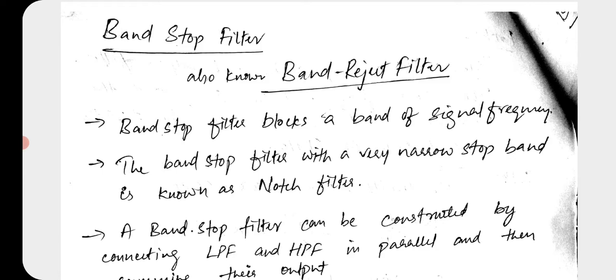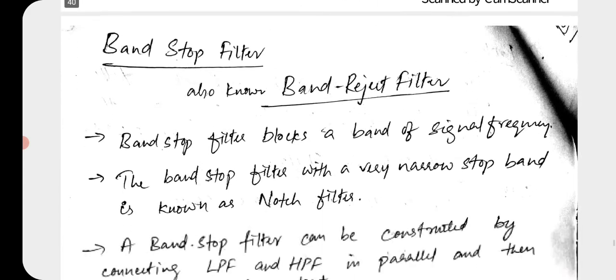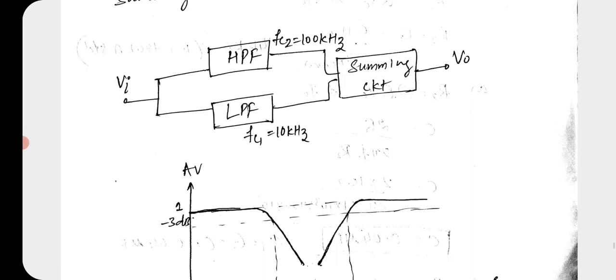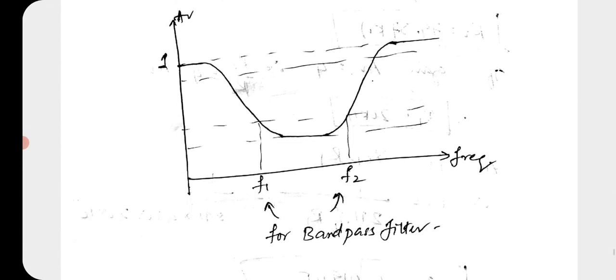Next, band stop filter and band reject filter. Actually this is not part of your syllabus. Okay, it's not there in your syllabus. Earlier it used to be there. As per your syllabus you have only band pass filter and all pass filter. So band stop filter is not there for you. Okay, so let us skip this.